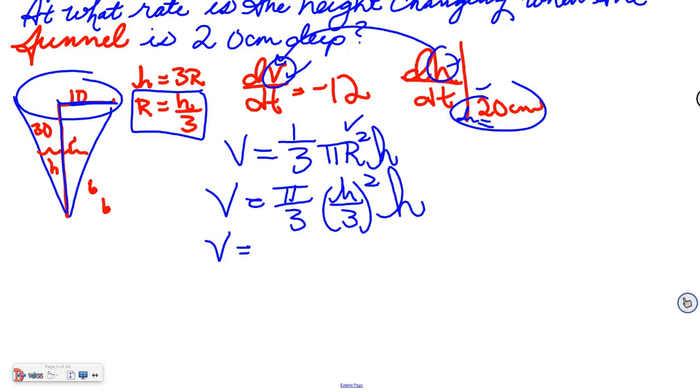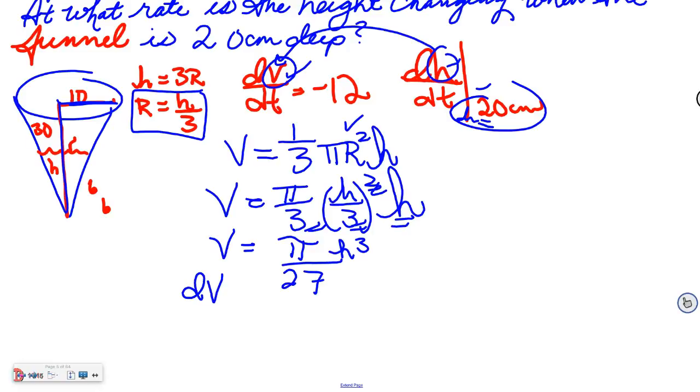I'm going to clean this up. I will have a pi here, I'll have a 3, and then 3 squared is 9, so I'm going to have a 27 on the bottom. I'm going to have h squared times h, so an h cubed. Now I'm ready. Ready to what? Ready to start having that leak out, ready to take a derivative, and then I'll stop it when it has leaked down to 12 centimeters in depth.